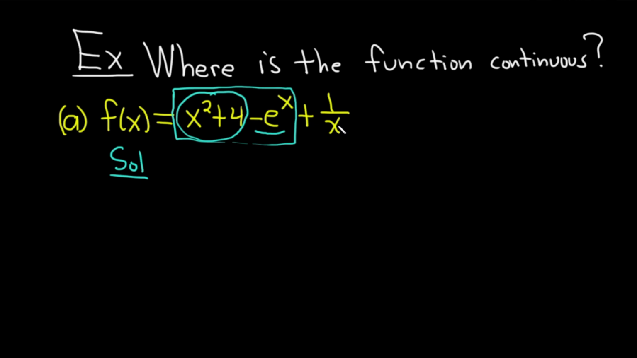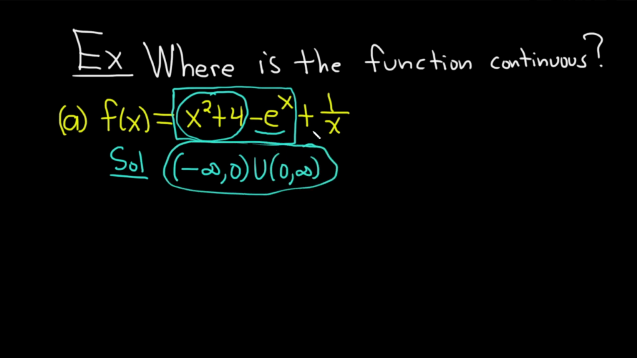The only time this is not continuous is when x is 0. So basically, this whole thing is continuous as long as x is not 0. So the answer is it will be continuous everywhere except 0. So you can write that in interval notation as follows. It would be negative infinity all the way to 0, parentheses, union, parentheses, 0 to infinity. This is basically every single number except 0.